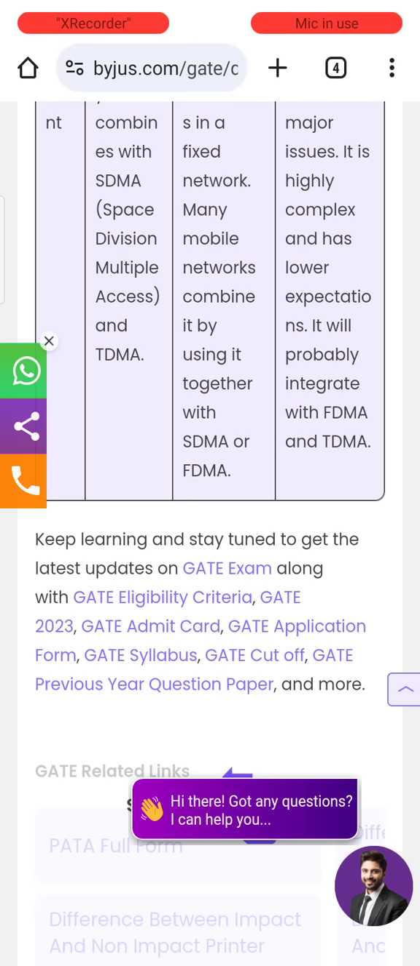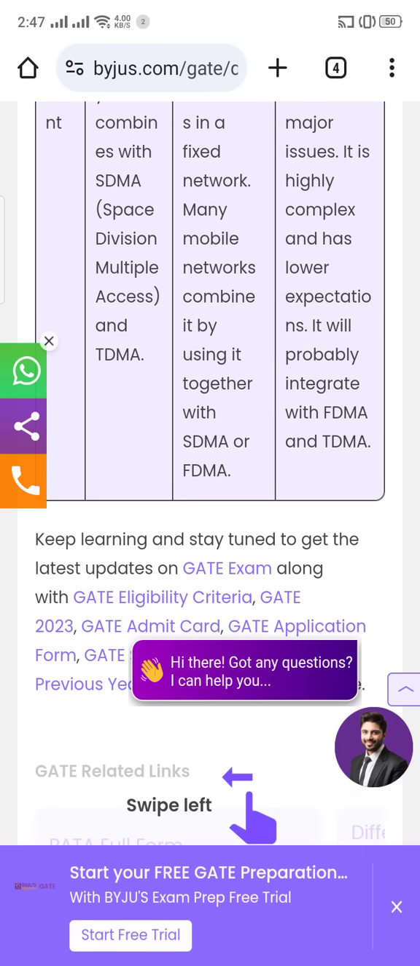CDMA's major issues are that it is highly complex and has lower expectations. It will probably integrate with FDMA and TDMA in a fixed network. Many mobile networks combine it together with SDMA or FDMA.